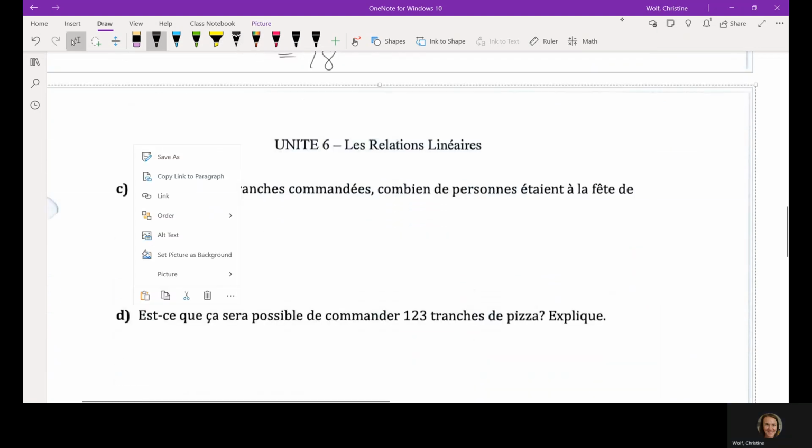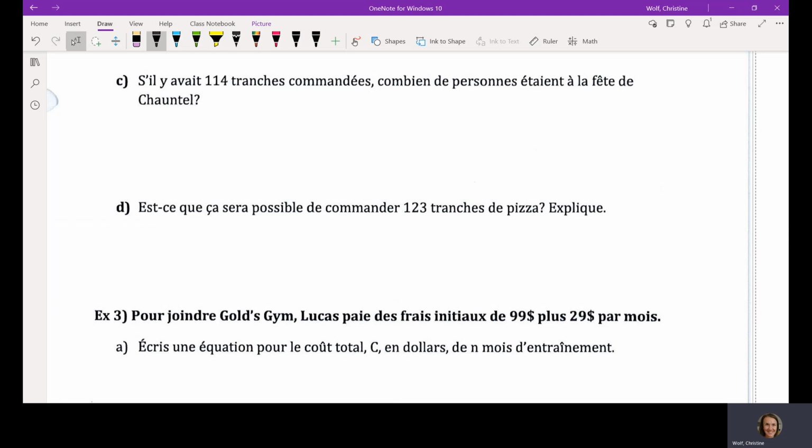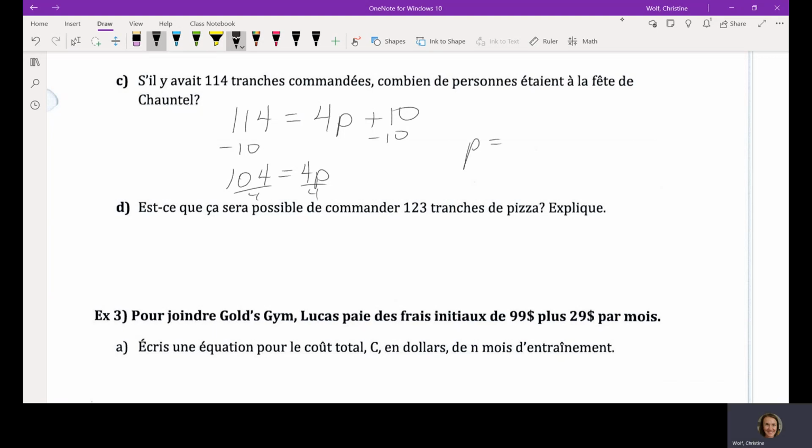OK. So, s'il y avait 114 tranches commandées, so she ended up ordering 114 slices, how many people must there have been? OK? So, ça, c'est où tu remplaces T en avant avec 114. So, maintenant, je soustrais 10 à chaque côté pour isoler P. Alors, j'ai 104 égale 4P. Tout ce qu'on fait, on divise chaque côté par 4 et le nombre de personnes invitées était 26.